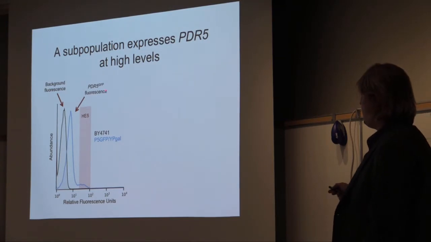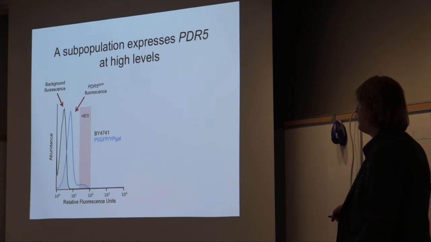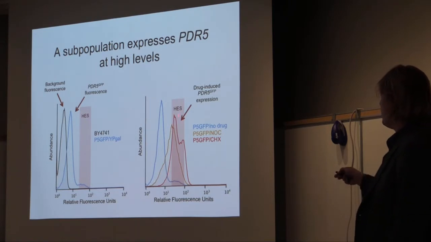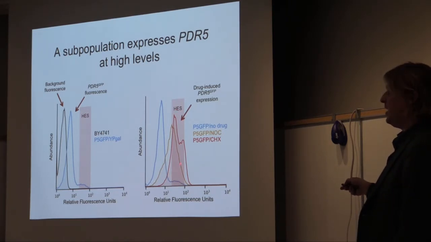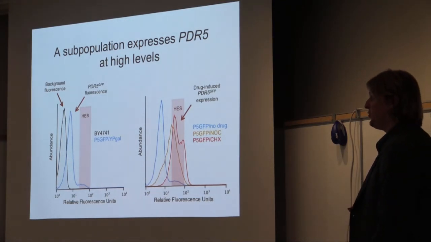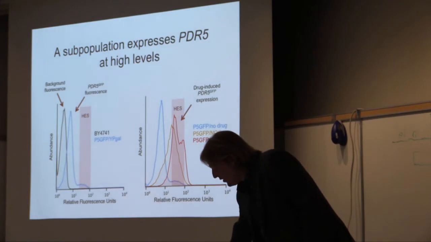What we found was, if you look at PDR5-GFP expression when cells are growing in galactose, there is a subpopulation that has a high expression of this pump. When we add drugs, cells switch into that high expression state. They don't go much further, so the median is approximately the same. So this is a state where the transporter is expressed at maximal, fully induced level, or close to it anyway.